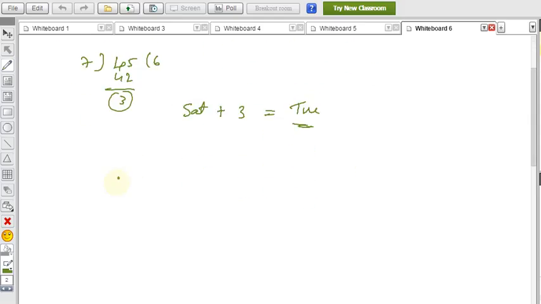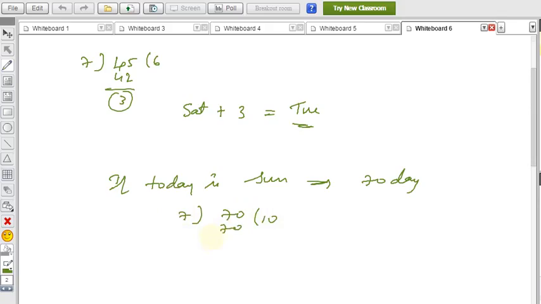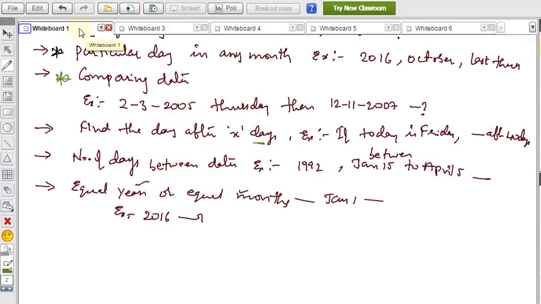Sometimes we'll get 0. If today is Sunday, then what is the day after 70 days? Because 70 is perfectly divisible by 7. 7 tens are 70. You're getting 0. 0 means Sunday plus 0 days, again that is also Sunday only. So just do the division and add the remainder for finding a particular number of days.